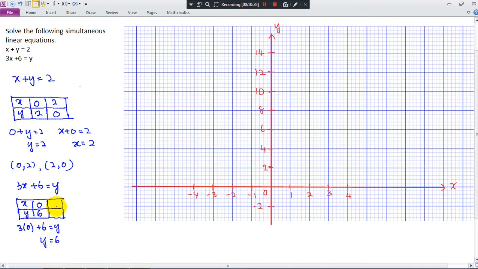Okay, how about this time if I use y is equal to 0, right? 3x plus 6 equals 0. 3x is equal to negative 6. X is equal to negative 2. Okay, so this one, no problem, right? Y is equal to 0, x is equal to negative 2. Okay, then we can start to plot the points. So the points here will be 0, 6, and negative 2, 0.